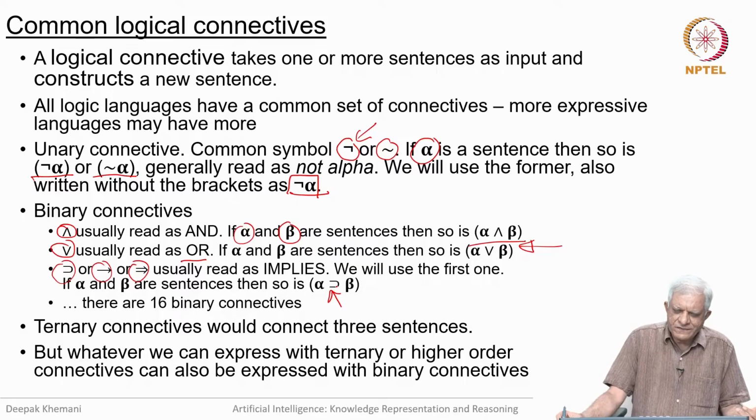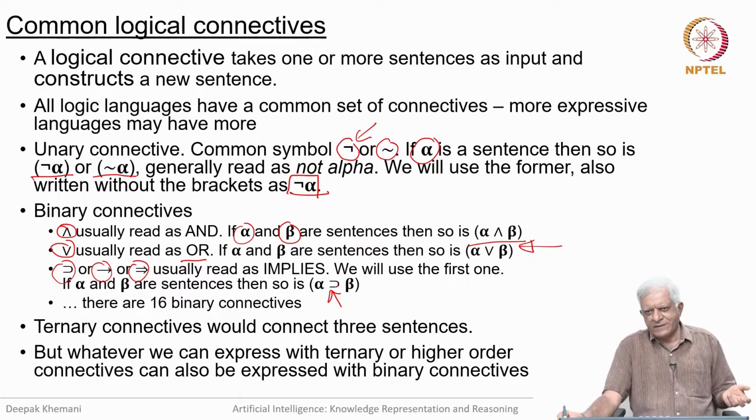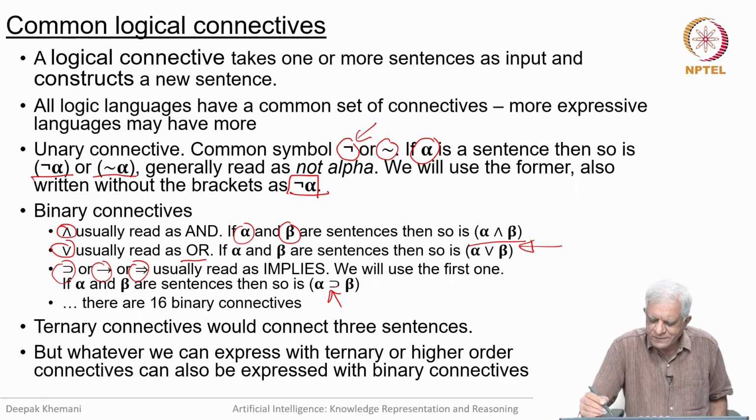Do we need connectives of higher degree, which will take 3 sentences and give us a new sentence, 4 sentences and give us a new sentence? Luckily, we do not need that, because it has been shown, for example, that if you use ternary connectives or higher connectives, then whatever you can express with them, you can express by using binary connectives. So, supposing I define the ternary AND, which says that in some sense, if it were to say something like, let us call it T AND, I am just inventing this here.